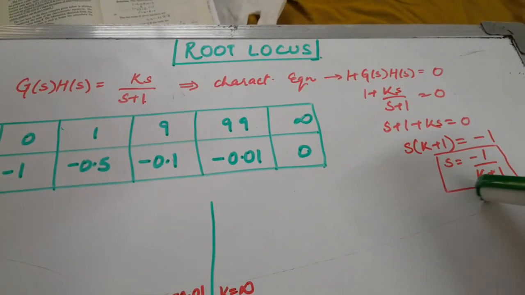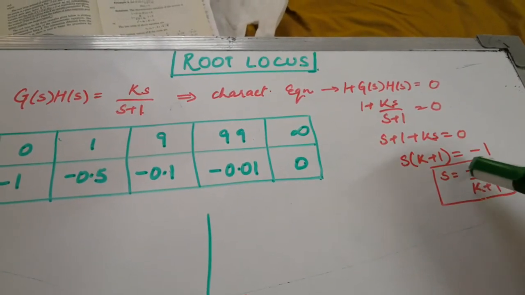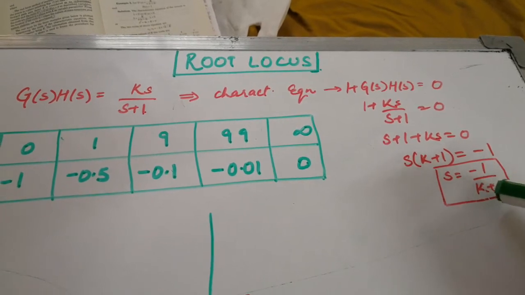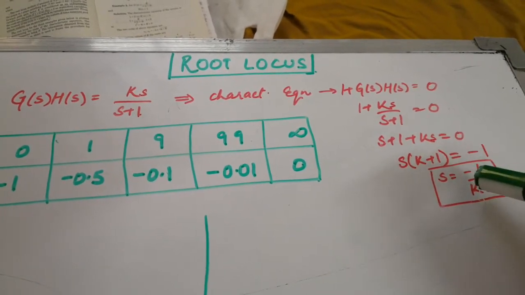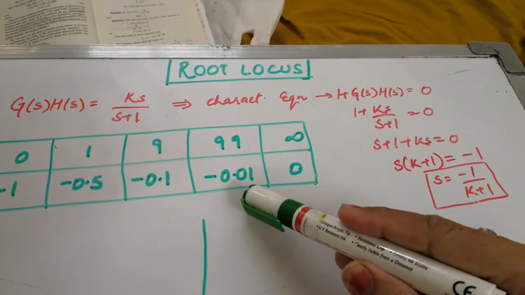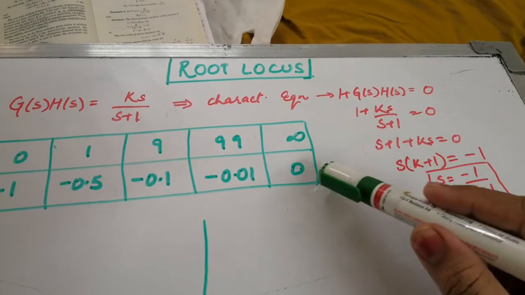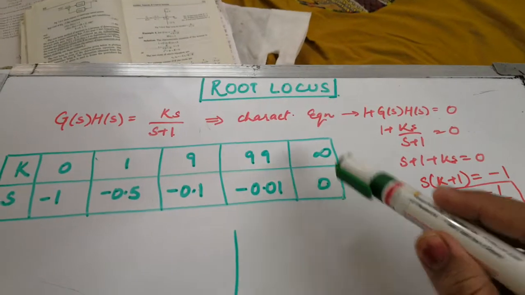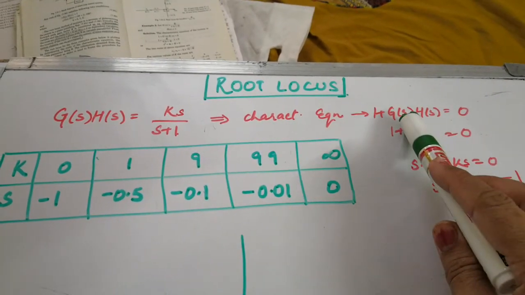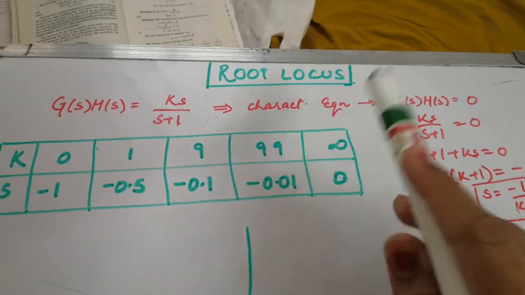Just see here, as K will be 0, S will be minus 1. Then for K equals 1, minus 1 by 2 will be 0.5. Then for K equals 9, minus 1 upon 10 will be 0.1. Then minus 1 upon 99 plus 1, which is minus 1 upon 100, will be 0.01. Then when we put K as infinity, we get S as 0. So these are the roots of this characteristic equation as the value of K varies from 0 till infinity.